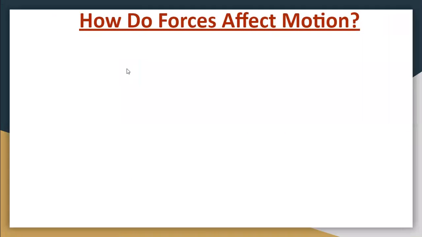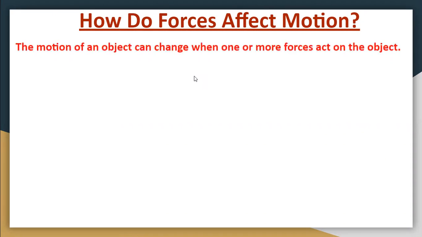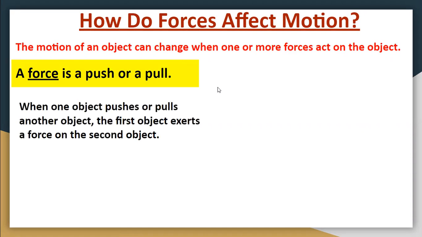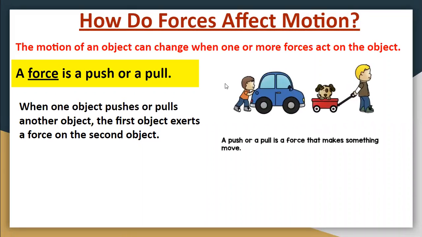How do forces affect motion? Well, lots of different ways. The motion of an object can change when one or more forces act on the object. A force is defined as a push or a pull. When one object pushes or pulls another object, the first object exerts a force on the second object. If you're pulling a wagon, you're exerting a force on that wagon.